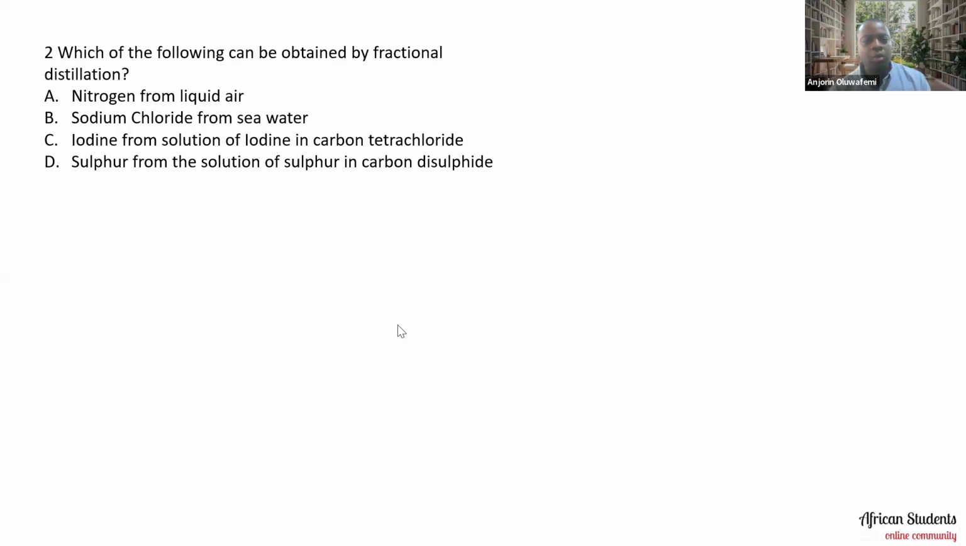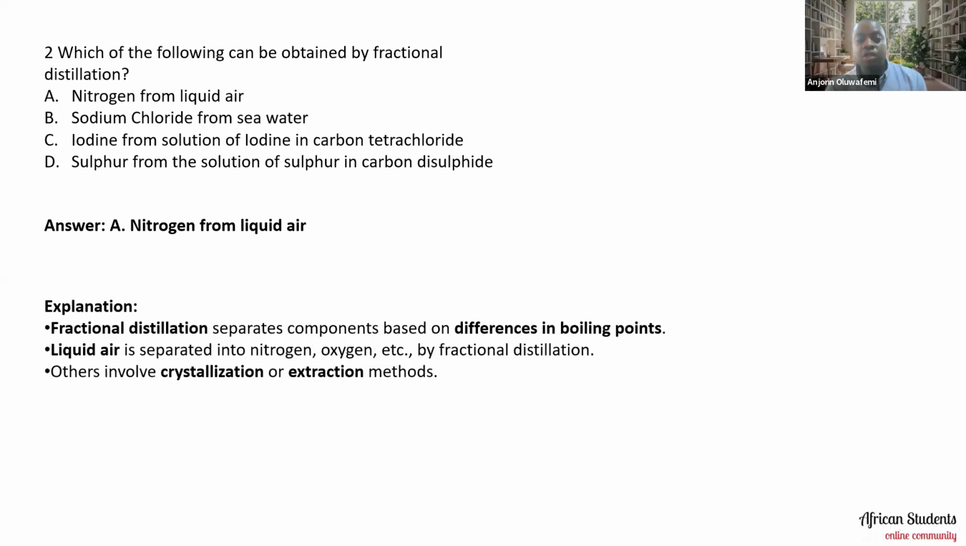So when we look at all the options that are listed, the right answer to this one is option A, nitrogen from liquid air. Now, basically, fractional distillation separates components based on differences in their boiling points. So liquid air is separated into nitrogen, oxygen, etc. by fractional distillation. Others involve crystallization or extraction methods. So the right answer is nitrogen from liquid air, and that's what we use fractional distillation to separate its components.